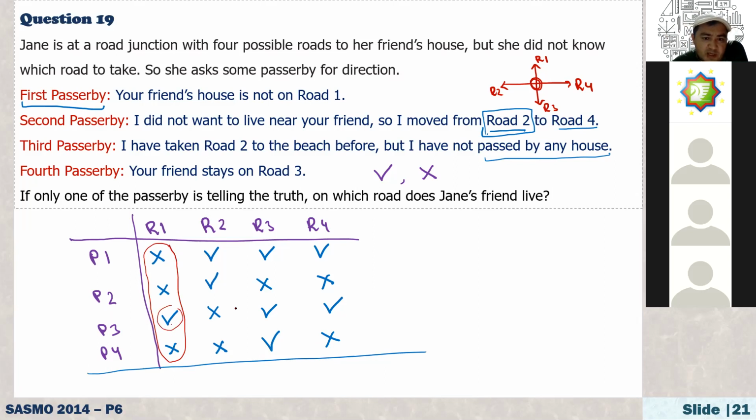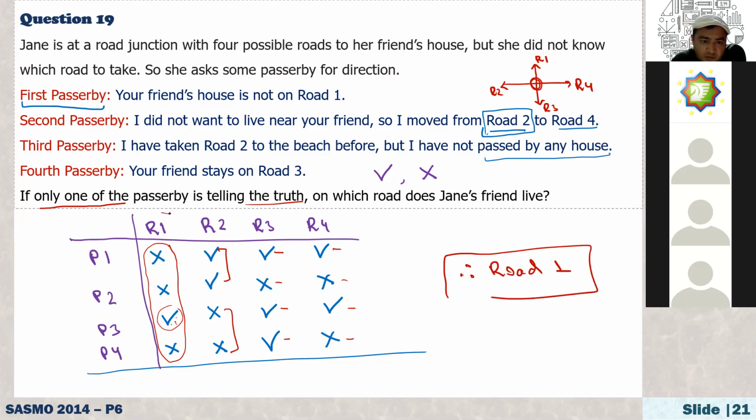So in the second column, for example, 2 people are telling the truth. In the third one, 3 people are telling the truth, and 1 person is lying. In the last one, again, 2 people are telling the truth and 2 people are lying. But the question says that only one of the passersby is telling the truth. So that means that it's only the first column, only 1 person telling the truth. That means that the answer is, where is his friend's house? Road 1. Yes, write road 1.